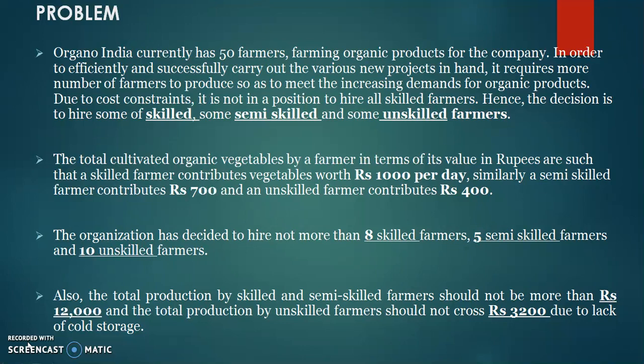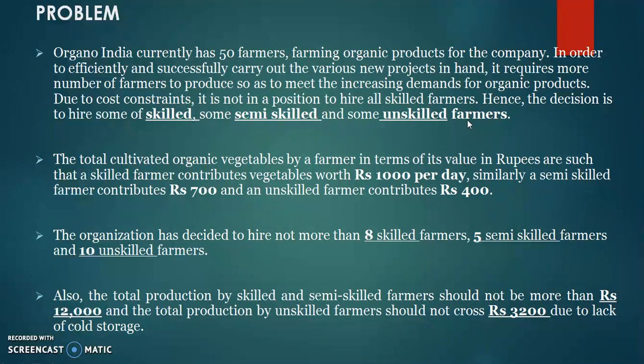Organo India currently has 50 farmers farming organic products for the company. In order to efficiently and successfully carry out the various new projects in hand, it requires more number of farmers to produce so as to meet the increasing demands for organic products. Due to cost constraints, it is not in a position to hire all skilled farmers. Hence, the decision is to hire some skilled, some semi-skilled, and some unskilled farmers.